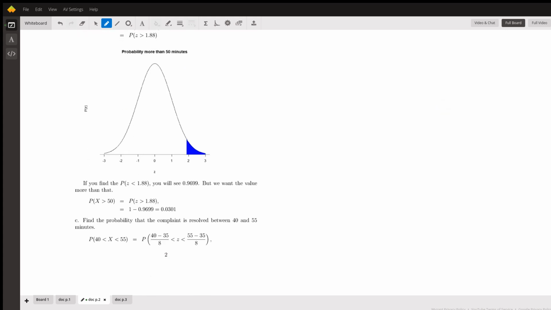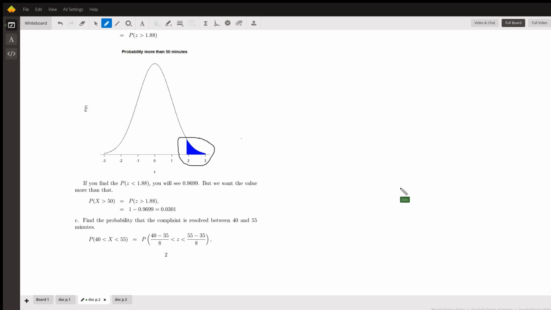Okay, so there's my picture. I see that it's on that right-hand tail. So again, when you look up in your table, and again, it's going to be a function of which table you're using, if you're looking for everything to the right of that value, you're going to find the 0.9699. But I really want that value over here that is in that right-hand tail. So I'm going to take 1, which represents the entire curve, and subtract off that 0.9699. That's going to give me 0.0301. So it's just about 3%.